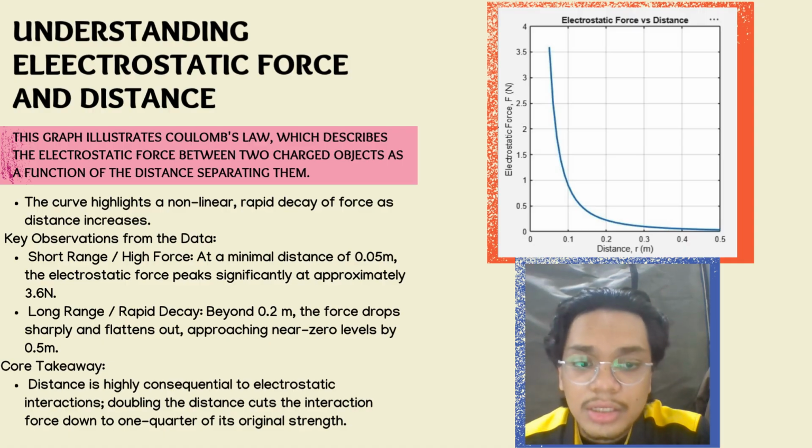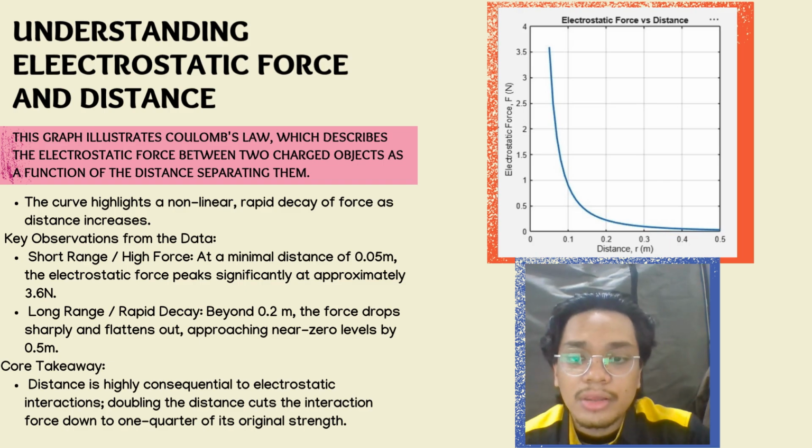So the core takeaway here is that distance is the most consequential variable in electrostatic interactions because it follows an inverse square law. Simply doubling the distance doesn't cut the force in half. It drops it down to one quarter of its original strength.